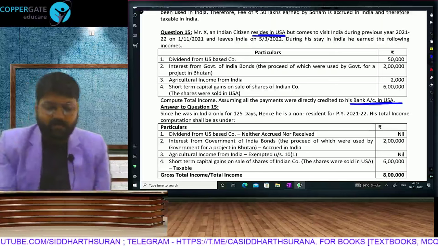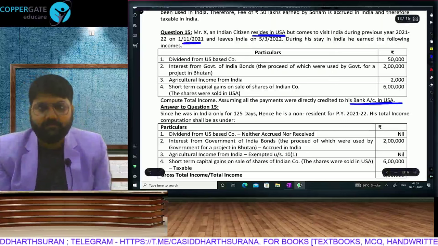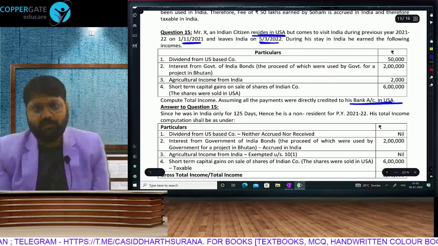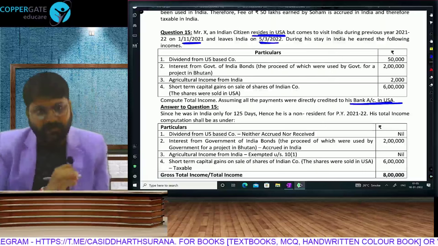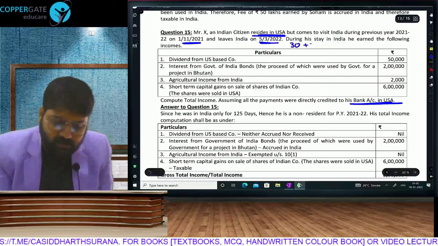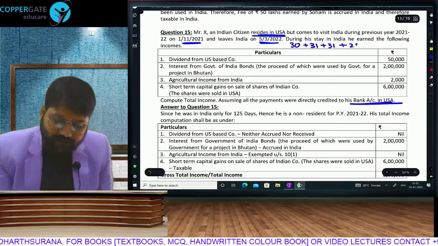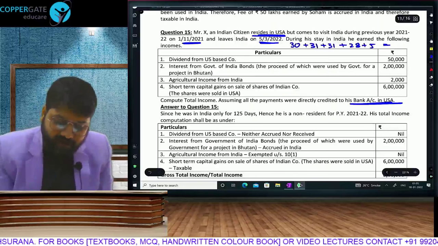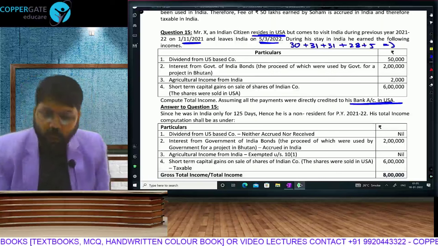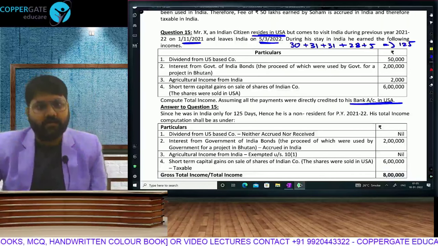In the current year 21-22, which date he came to India? 1st November. Which date he left India? 5th of March. Can you count for me the stay in the current year? Can I say November 30 days, December 31, January 31, Feb 28 and March 5. This is his stay in India. Do you agree with this? 125. That means he is not fulfilling the 182 criteria.